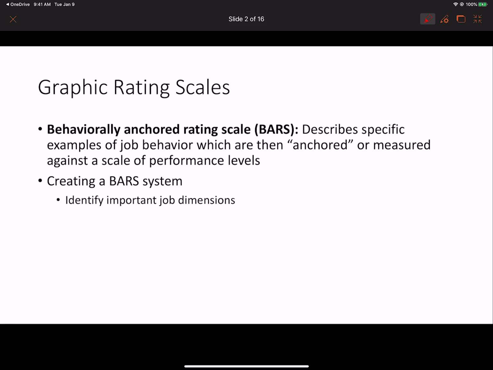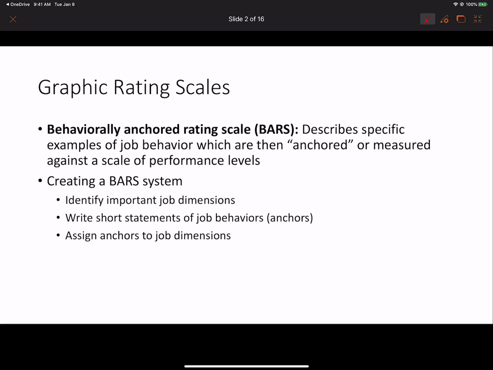If you're creating a BARS system, you can identify important job dimensions. That's what you want to do with this. You want to write short statements of job behaviors, and these are what we call anchors. You want to assign anchors to job dimensions, and we'll take a look at that here in just a minute, and then set scales for anchors.